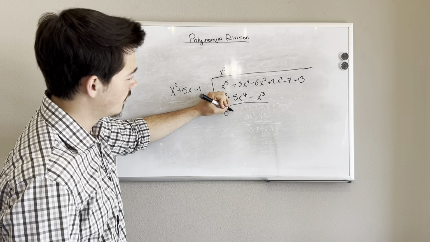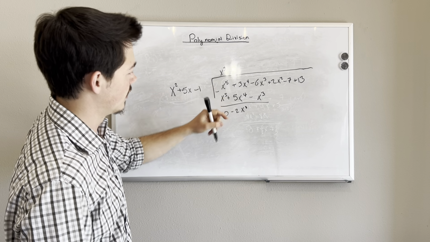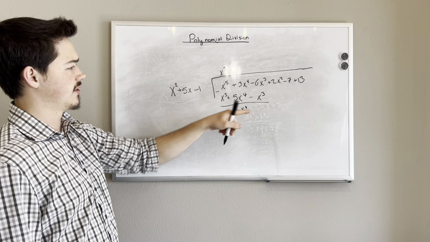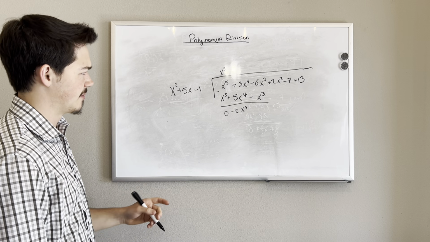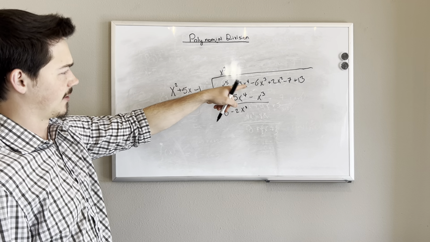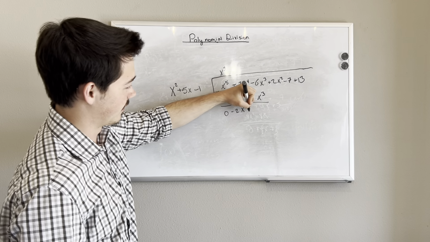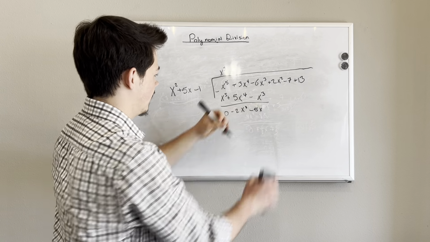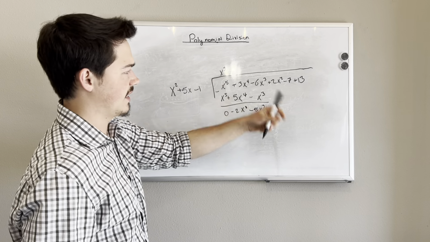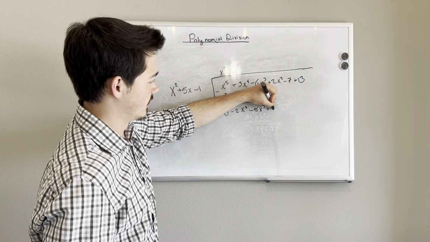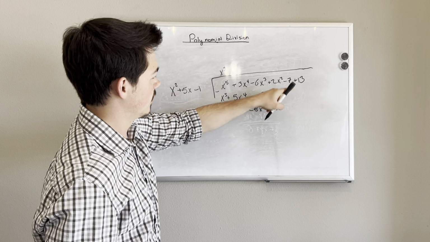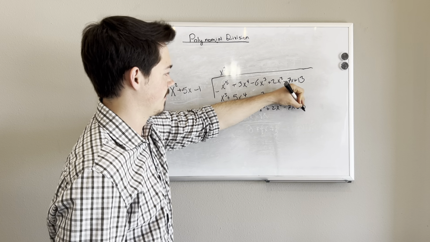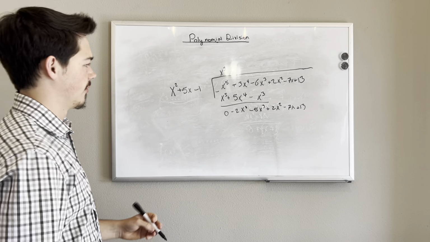Giving us 0, then 3x to the 4th minus 5x to the 4th is negative 2x to the 4th, and then negative 6x to the 3rd minus negative x to the 3rd is the same as negative 6x to the 3rd plus x to the 3rd, which will give us negative 5x to the 3rd. Everything else comes down. So 2x squared, minus 7x plus 13. And we're going to rinse and repeat all the way through the problem.